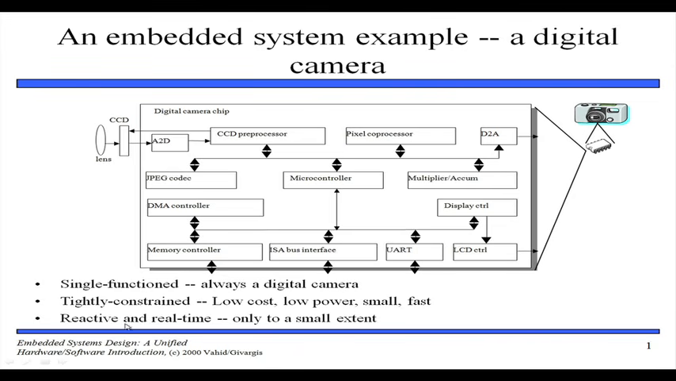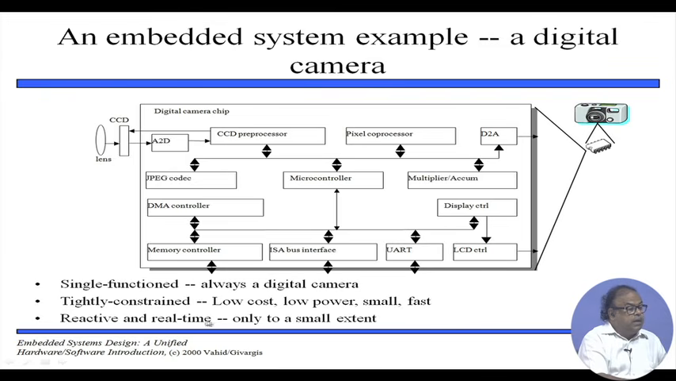I will explain what is a reactive system and real time system, but it is a reactive system and real time only to a small extent, because if you take the image, is it soft real time or hard real time? It is soft real time, obviously, because if it is very slow, then probably you will not buy this, but no catastrophe will happen.